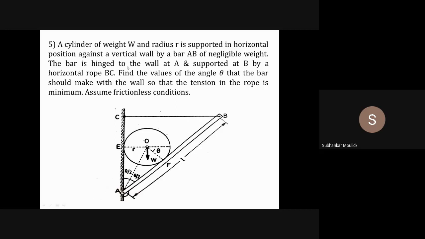If I draw the free body diagram, find the value of angle theta that the bar should make with the wall so that tension in the rope is minimum. Assume frictionless condition. Now this bar AB is making an angle theta with this wall AC. So what should be the value of this angle theta so that tension in the string BC becomes minimum? Is the problem clear to you? Is the diagram clear to all of you?